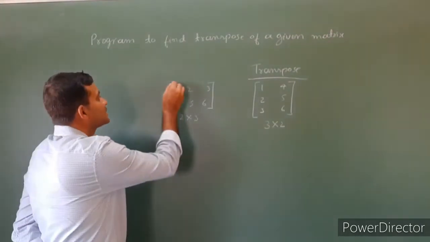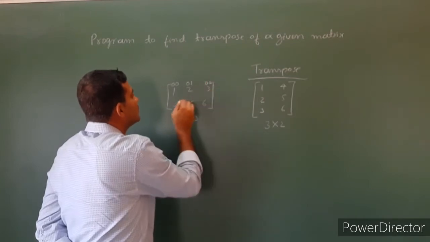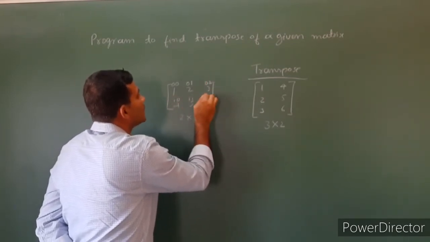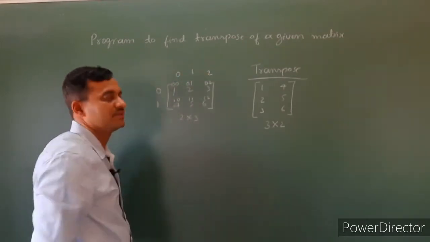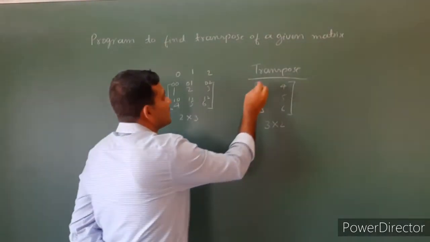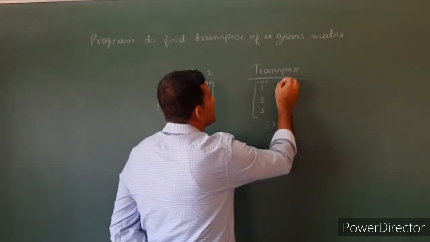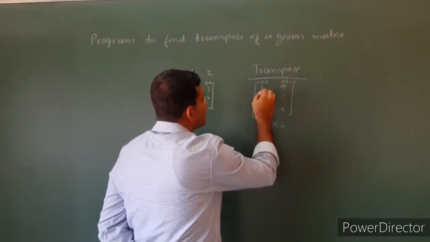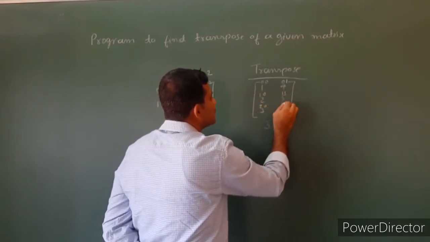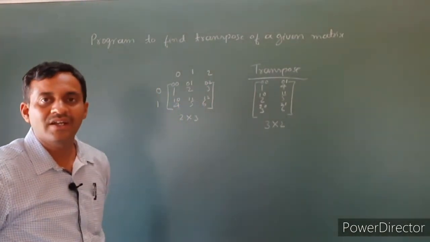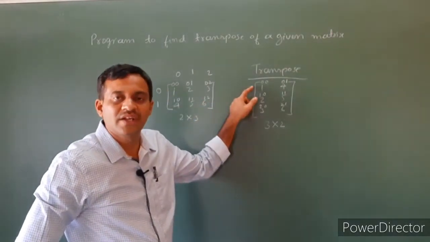See here the addresses are 0 0, 0 1, 0 2, then 1 0, 1 1, 1 2. So these are the columns 0, 1, 2 and rows 0, 1. Then see here 0 0, 0 1 for column 0, then this one is 1 0, 1 1, this one is 2 0, 2 1. See the index values. What is the position of 1? That is 0 0. In the transpose also it is 0 0.